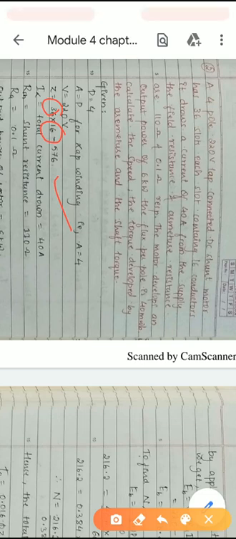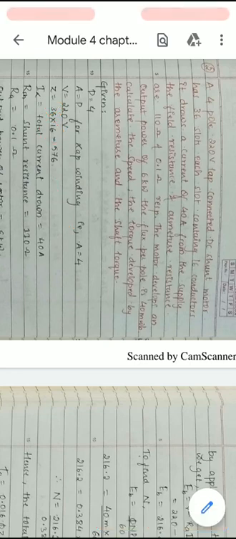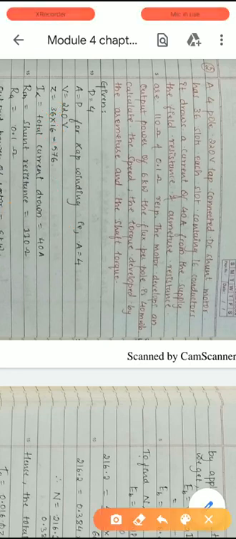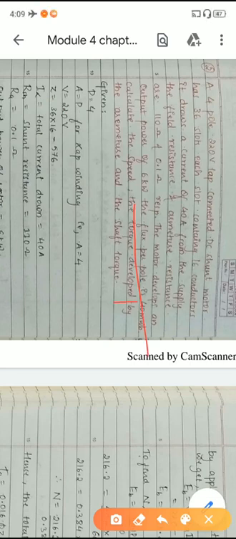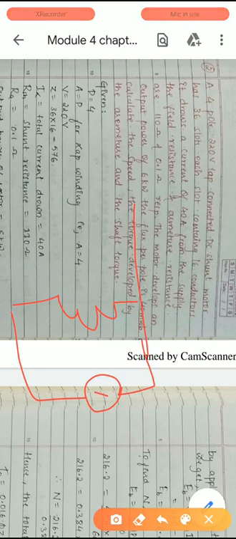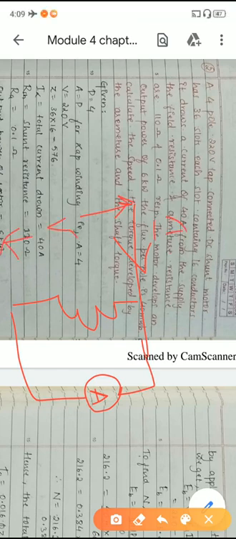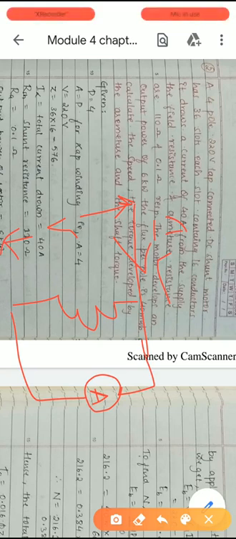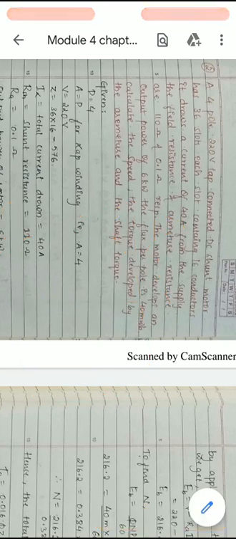Right. So next is what? It draws a 40 ampere current from the supply. Current from the supply, what is it? It goes like this. This is your field and this is your armature. Right. So current from the supply is your IL. Therefore IL is equal to 40 ampere. That I have written here.